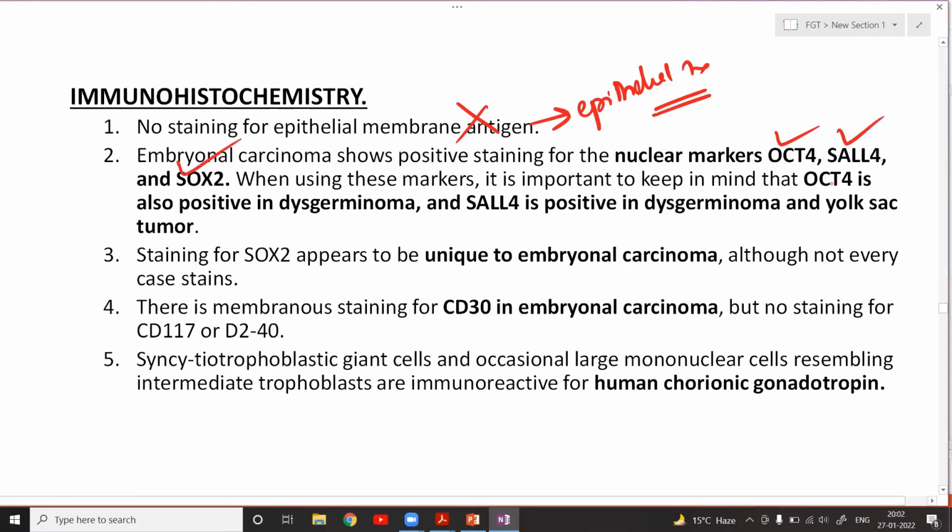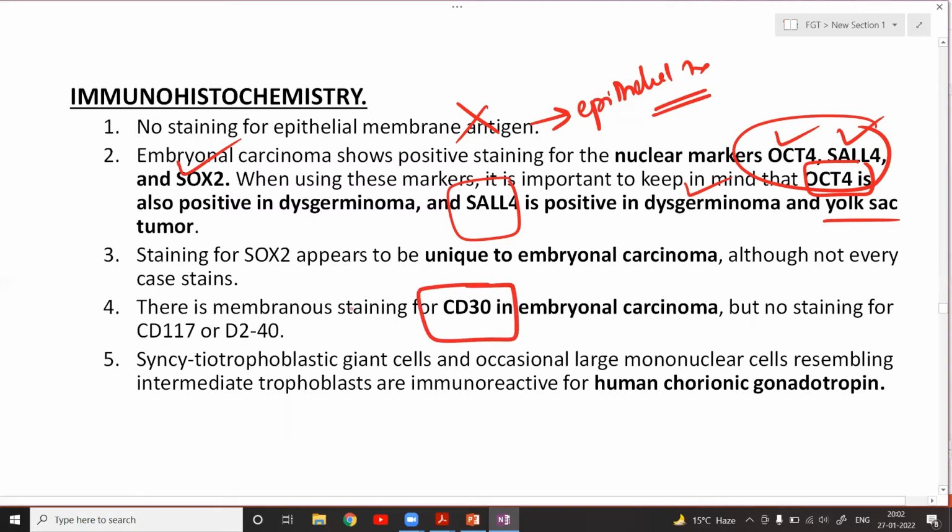Now you will say to me that, sir, OCT4 is also positive in dysgerminoma and SALL4 is positive in dysgerminoma as well as yolk sac tumor. So these two markers, we can say, are overlapping. So what is the marker which is very different for embryonal carcinoma? It is CD30. Very, very important finding.